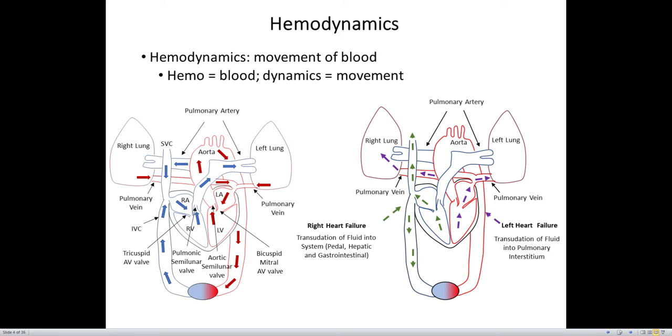So signs of right heart failure are an increase in JVD, hepatomegaly, pedal edema, and usually hypotension. The signs of left heart failure are pulmonary edema and sometimes hypotension, but not always. People can have normal or high blood pressure and still have left ventricular failure, recognized as pulmonary edema due to that backflow of pressure.